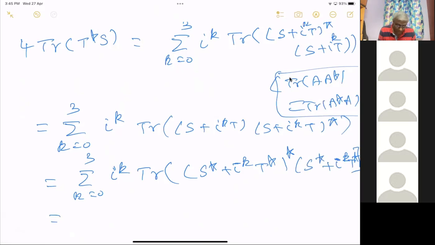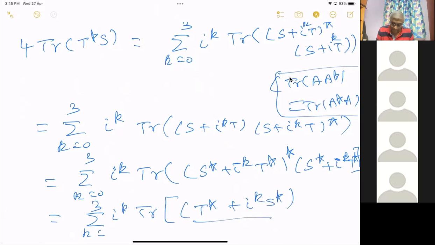Now this is equal to the summation k equal to 0 to 3. i power k remains as it is. Trace. Then this is T star. This i power minus k, I can take it here: i power k times S star. And at the bottom there will be an i power k. I mean, in this denominator there's an i power k. It has to be i power k, but because of the star, it will become i power minus k. That is equal to, here it will be S star. So here it is again.